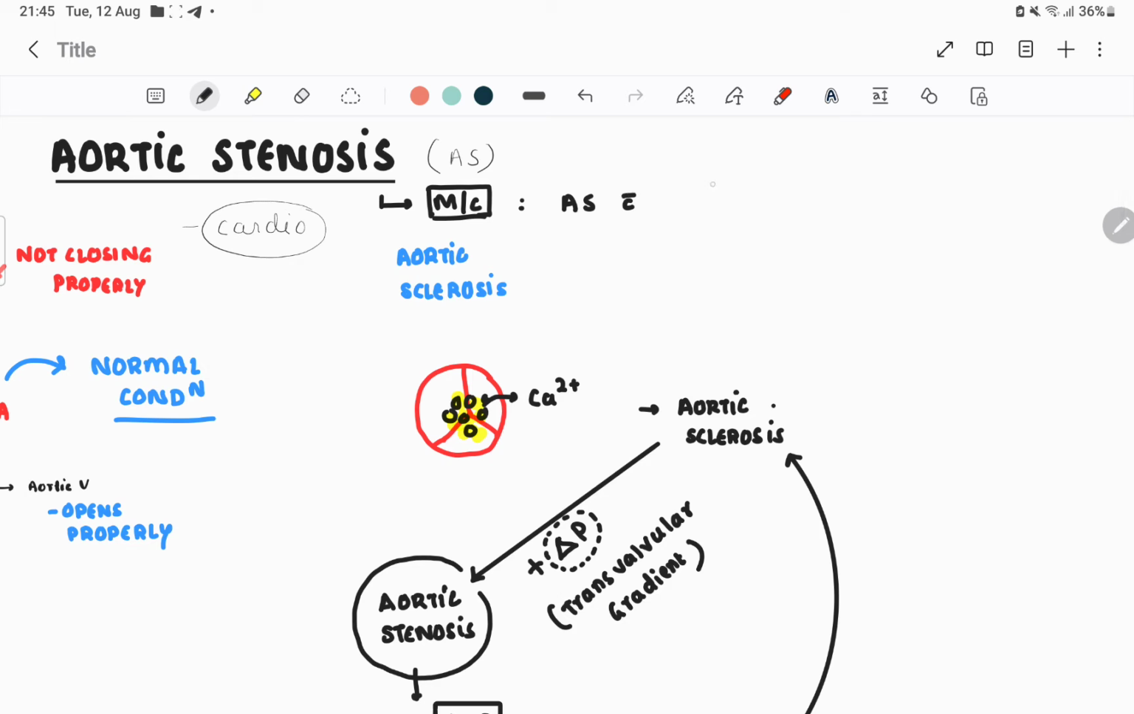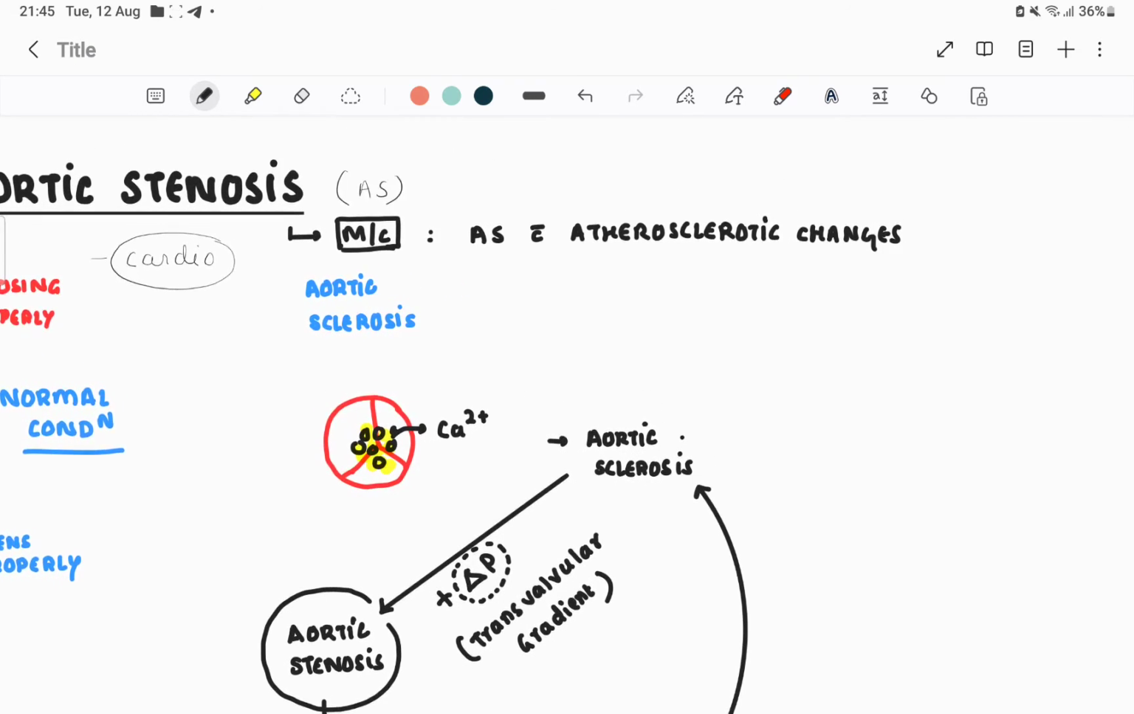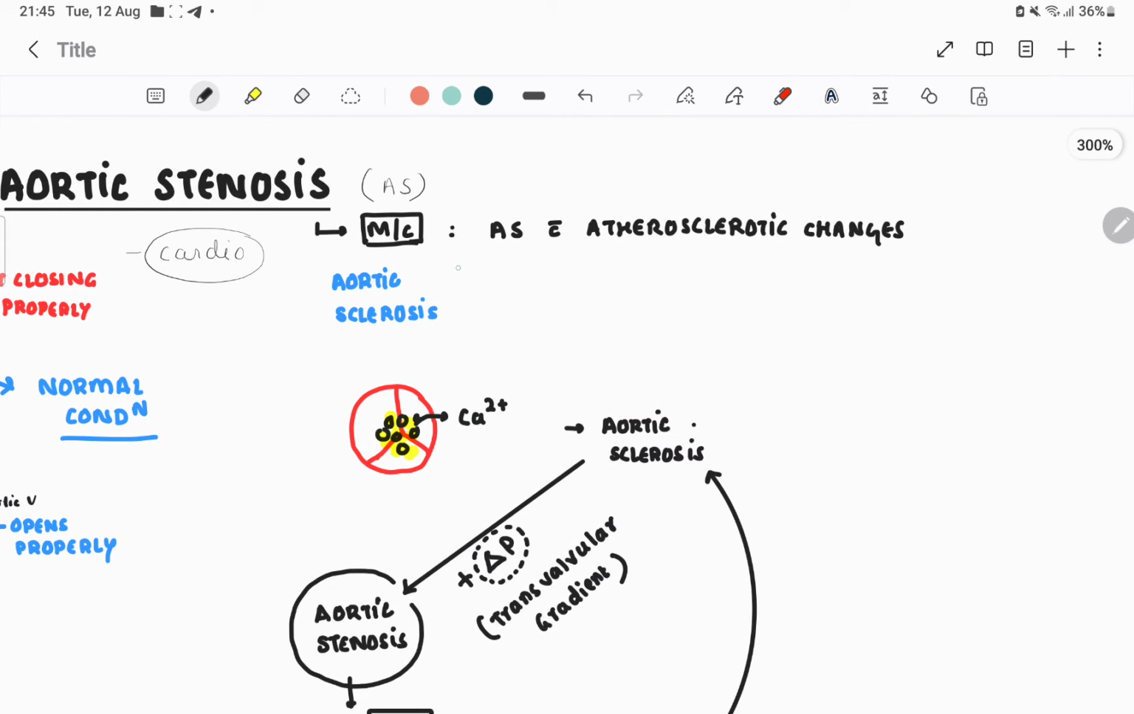So if I talk about aortic stenosis, one-liners, the most common cause is basically atherosclerotic changes, right? But if it is asked the most common valvular disease, it is MR, that is mitral regurgitation.